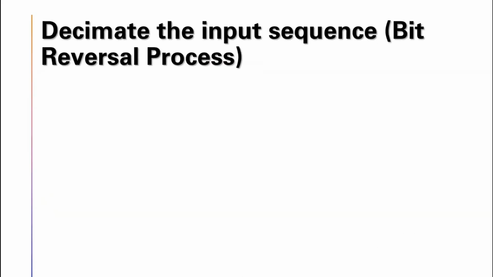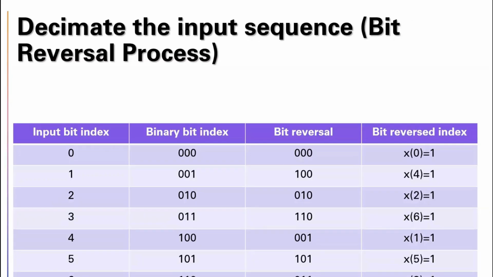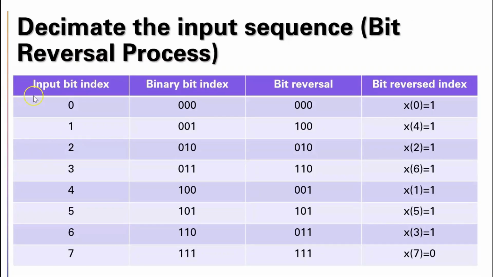The next step is to decimate the input sequence by using the bit reversal process. The input index for the 8-point DIT-FFT is 0 until 7. For the second column, we have to determine the binary bit index. For 0, the binary bit index is 0, 0, 0. And for input index 1, the binary bit index is 0, 0, 1. For the third column, we have to reverse the binary bit index, as shown here.